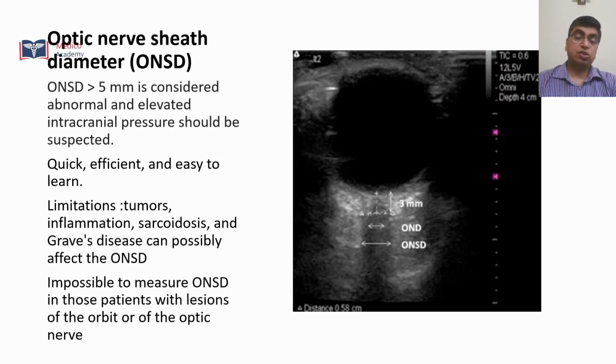The limitations to optic nerve sheath diameter measurements are presence of any tumor, inflammation, sarcoidosis, or Graves' disease. Especially if the patient's optic nerve is affected or there is a lesion in the orbit, then it is impossible to measure the optic nerve sheath diameter.